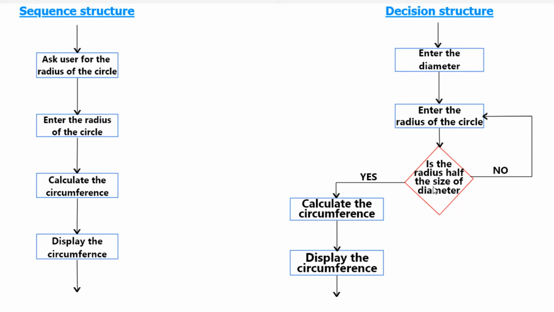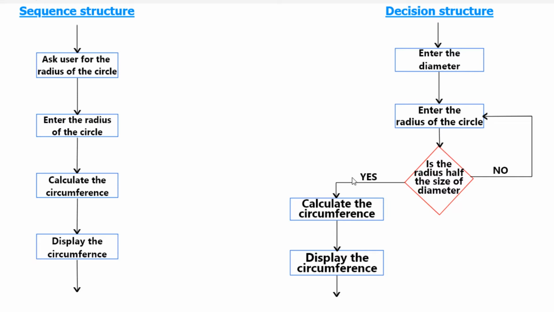To represent a decision, flowchart creators use a diamond shape to hold a question, and they draw paths to alternative courses of action emerging from the sides of the diamond. So in our diamond shape, the program asks if the radius is half that of the diameter. If the answer is no, the program takes a path one step backwards to the enter radius step for the user to enter another value for radius.